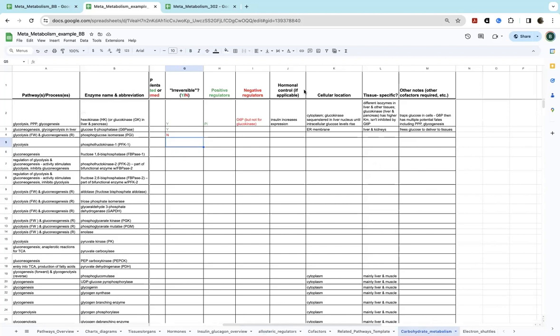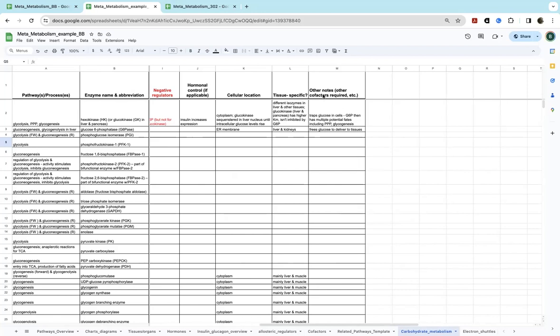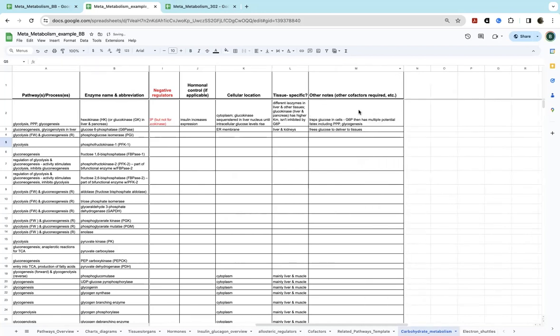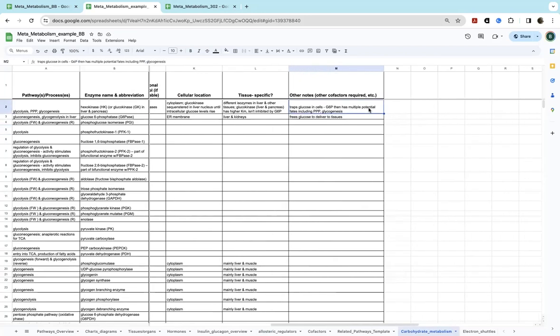Where are they happening in the cell and in the tissues? And is there any other notes that you have? Sometimes in metabolism, you're just thinking and thinking and you're stuck, and then aha, things click into place. So if you have those aha moments where you figure out things that help make things click for you, then you can stick it in your other notes category.